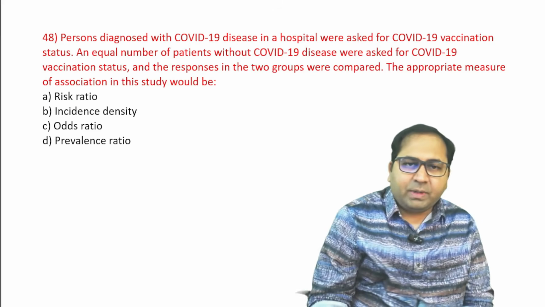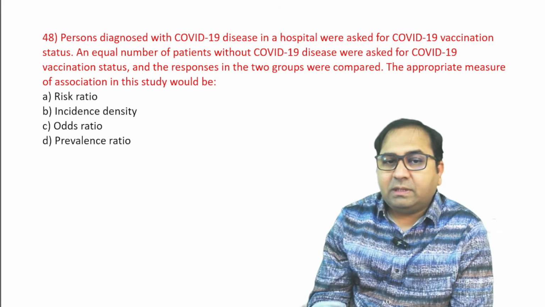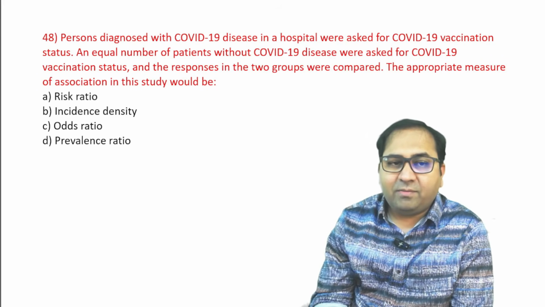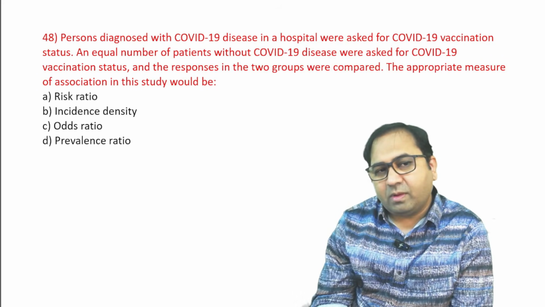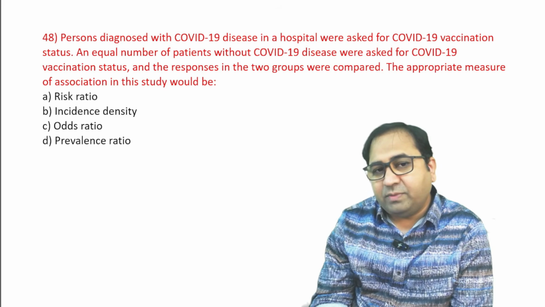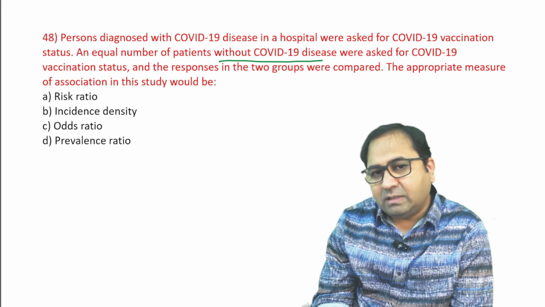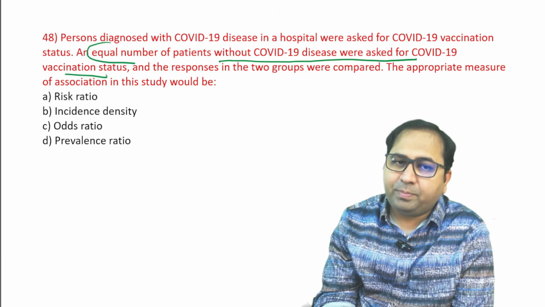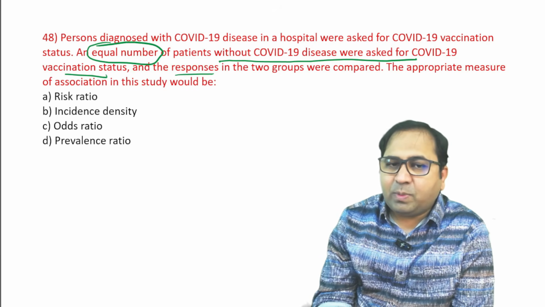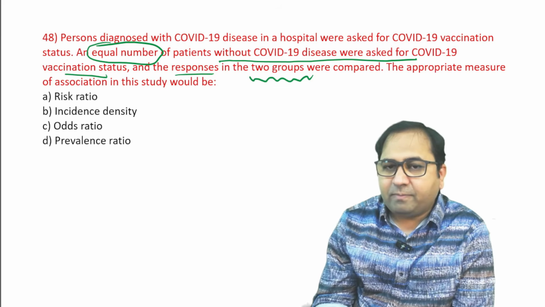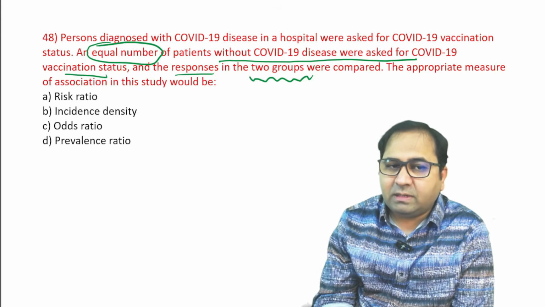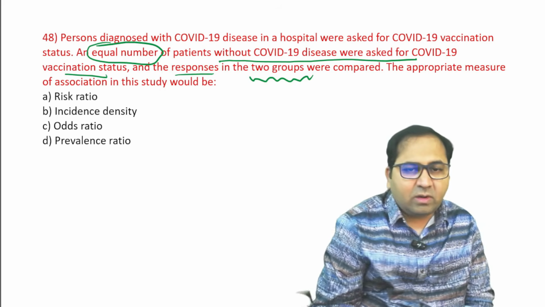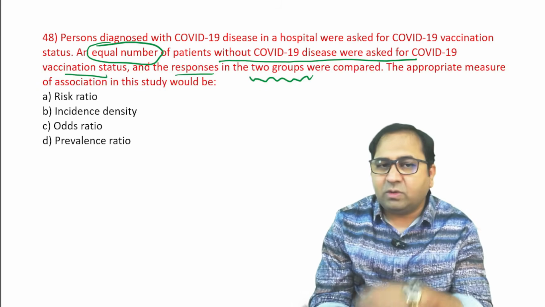Next question. Persons with COVID-19 in a hospital were asked for COVID-19 vaccination status. An equal number of patients without COVID-19 disease were asked for COVID-19 vaccination status, equal number of people. And the responses in the two groups were compared. The appropriate measure of association is what? Is it risk ratio, incidence density, odds ratio, or prevalence ratio?